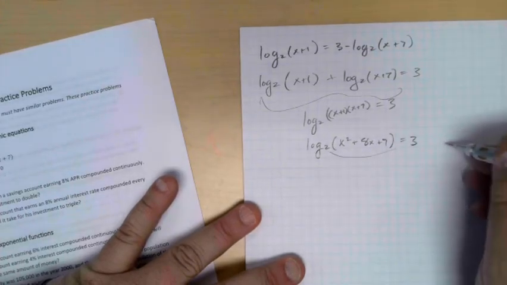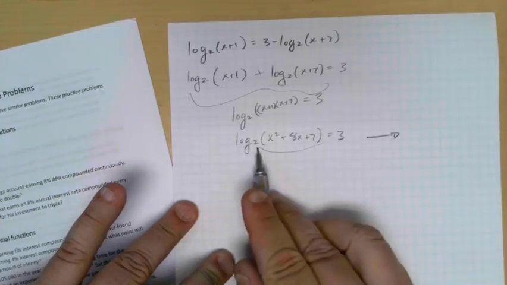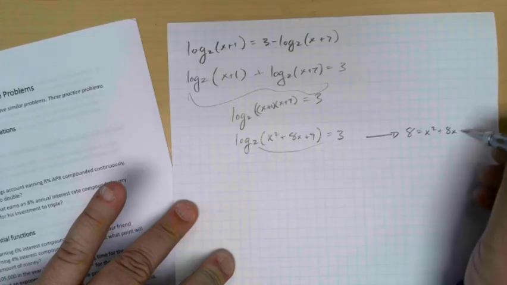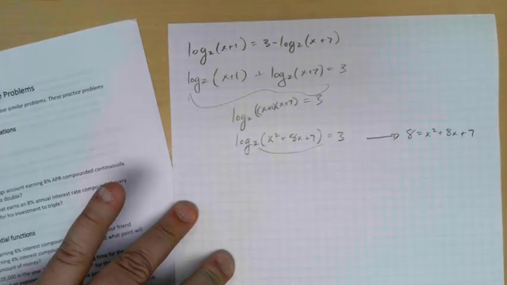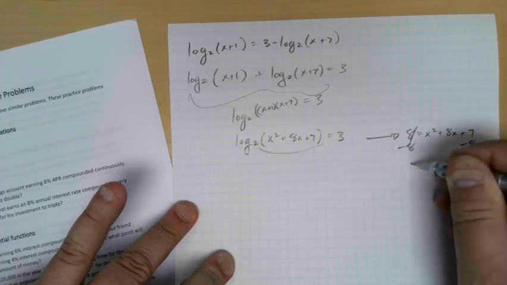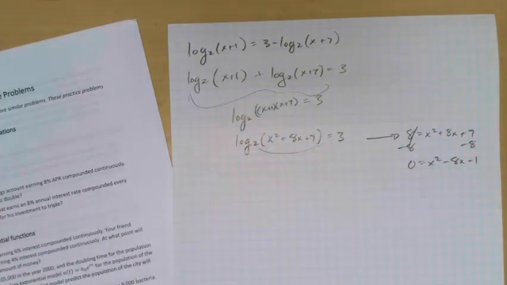Now, from there, I've isolated it and simplified the inside, so I can rewrite 2 to the power of 3. 2 to the power of 3 is 8. So 8 is equal to x squared plus 8x plus 7. I'm going to subtract 8 from each side, and I get 0 equals x squared minus 8x minus 1.